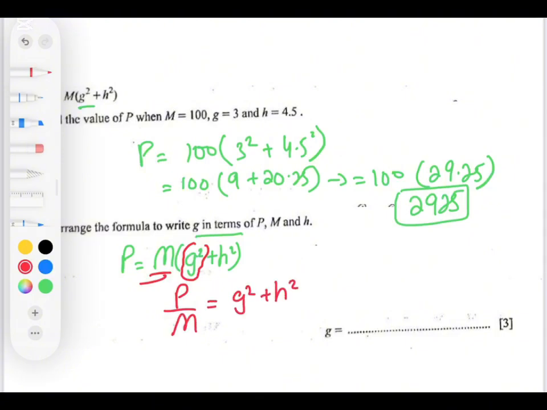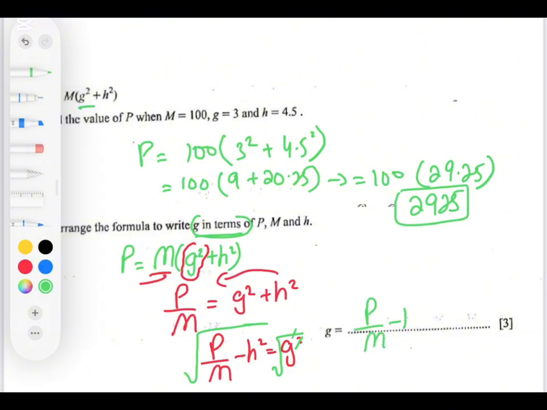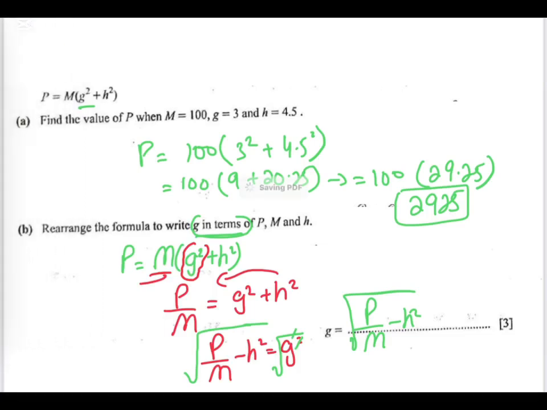Now I have to make g the subject, so h goes to the other side. So p over m minus h square is equal to g square. But you can see that in the question they want g in terms of this. Right now I have g square, so I have to apply the root on both sides. The square root will cancel out, so the final answer will be p over m minus h square, whole root. This will be our final answer.